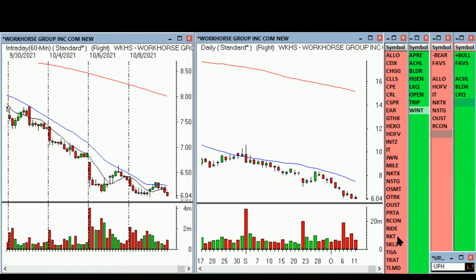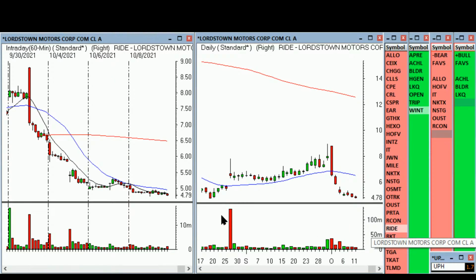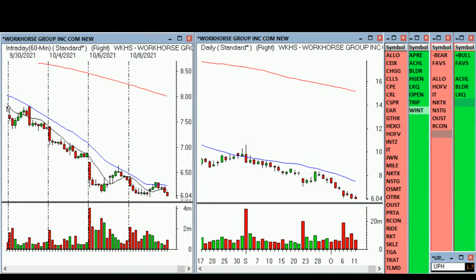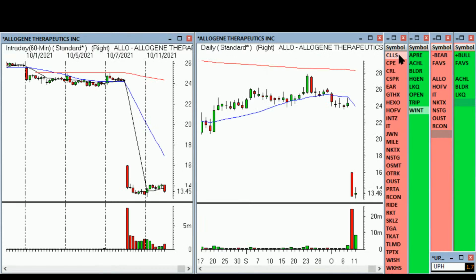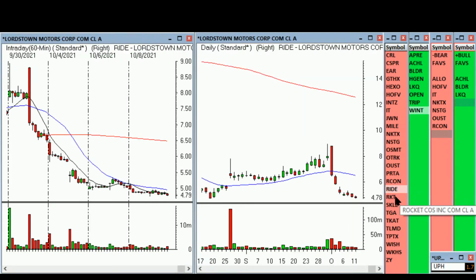Ride and Workhorse, both EV stocks, look horrible, but don't have great setups. Looks lower under the beta, stop above it. And then Workhorse I also have on the list. Let me delete a couple of these so you can see the rest of the list. So Ride, lower, but doesn't have a great entry.